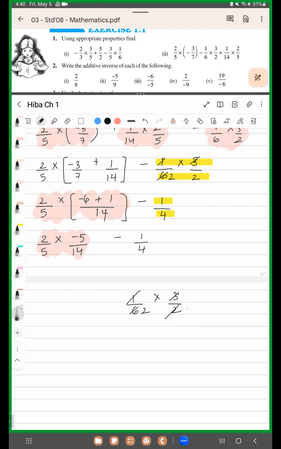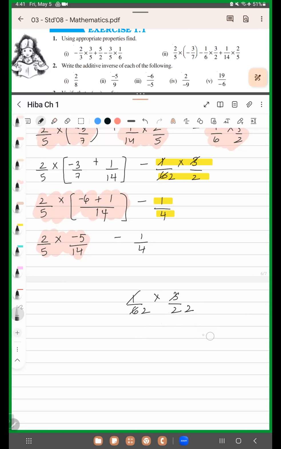ये cancel करके आप यहाँ पे क्या लिखेंगी? 1 multiplied by what is 2? 2, right? Yeah. So आप यहाँ पे cancel करने के बाद भी 2 ही तो लिखेंगी. यहाँ पे change क्या आया? आपने इसको cancel करके फिर से 2 लिख दिया. So then it will be just 4. What have you not changed here? 1 by 4.